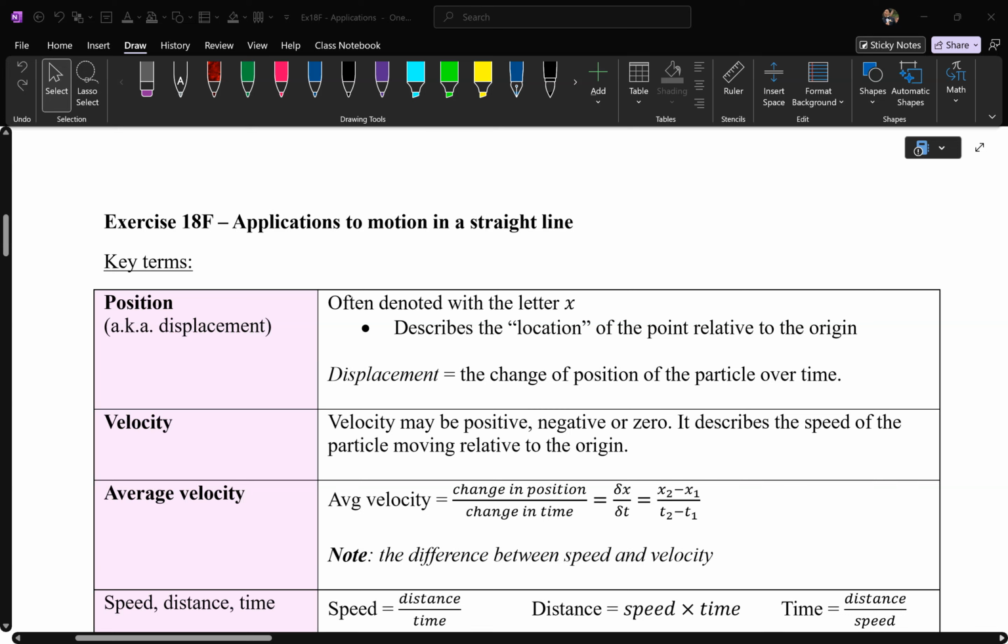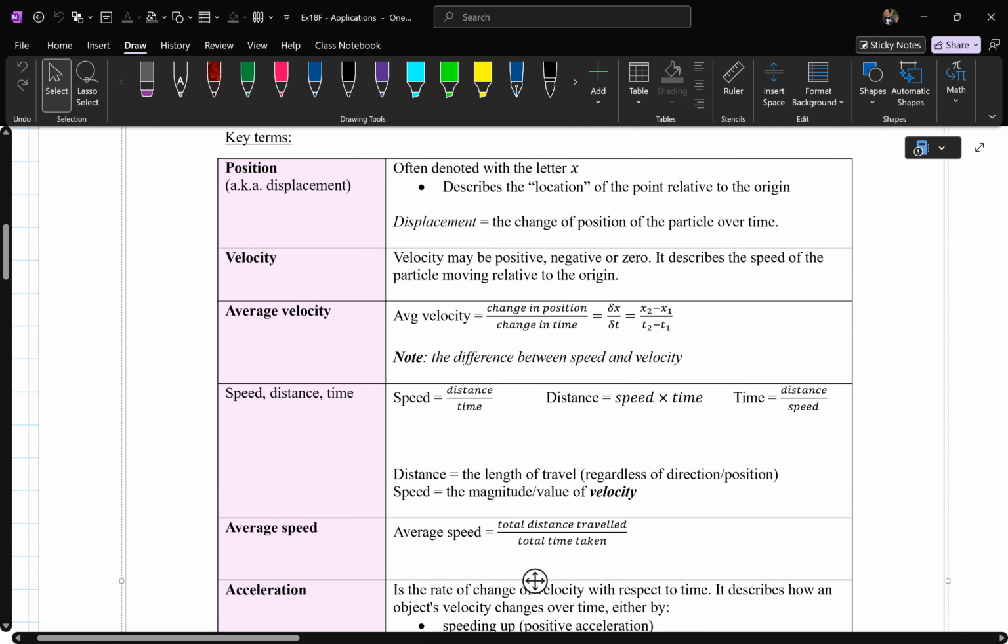All right, 18F. 18F is called applications of motion, but essentially it's kind of like kinematics. Now, if you do physics, some of these terms will seem a bit more familiar to you. If you don't, I've already put the definitions in this table for you to read, but in a nutshell, this is what it is.